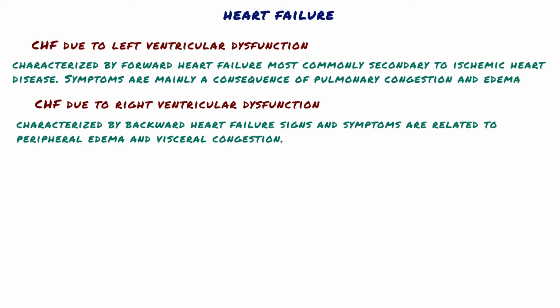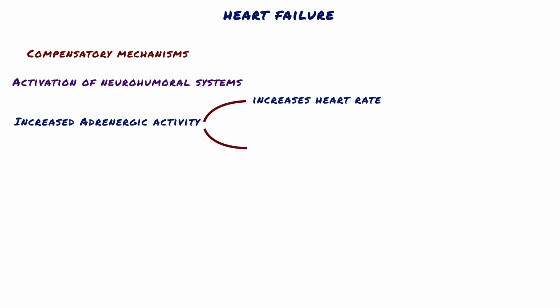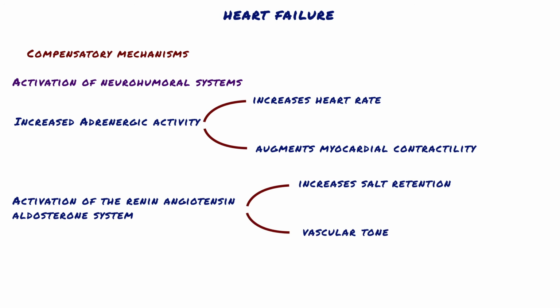If stroke volume is reduced, there are some compensatory mechanisms. Compensatory mechanisms: activation of neurohumoral systems, increased adrenergic activity, increased heart rate, and augmented myocardial contractility. Activation of the renin-angiotensin-aldosterone system increases salt retention and vascular tone.